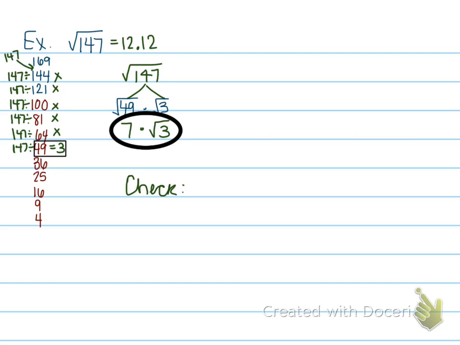In my calculator, I'm going to type in 7 times the square root of 3. I get 12.12, which is the same decimal I got in the beginning. Therefore, I know I did my problem correctly.